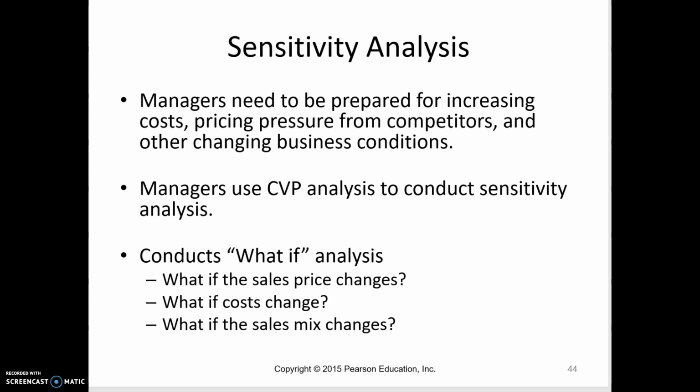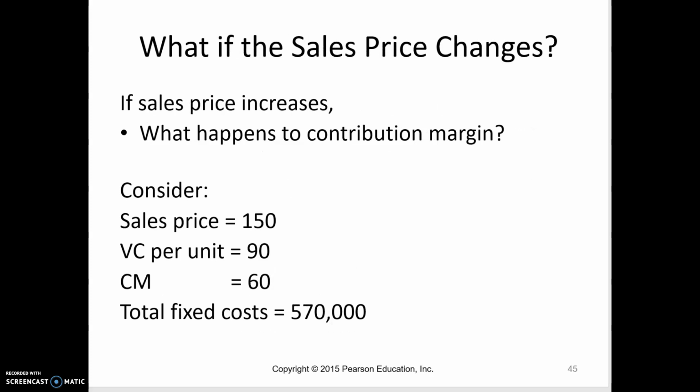So the next thing we want to talk about is sensitivity analysis. When we're doing projections, we're guessing what we think the sales price is, what the fixed costs are, what the variable costs are, right? And we need to look at what happens if some of our projections are off. So let's say the sales price increases. What's going to happen to the contribution margin?